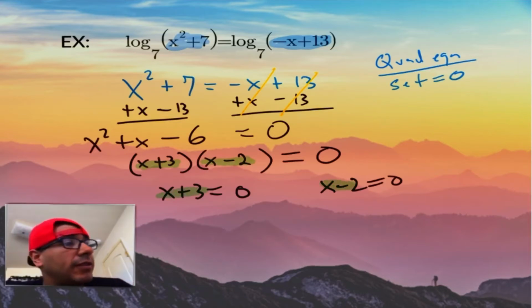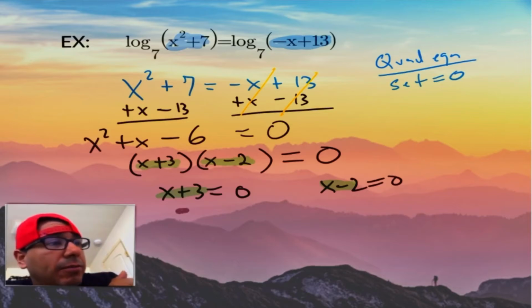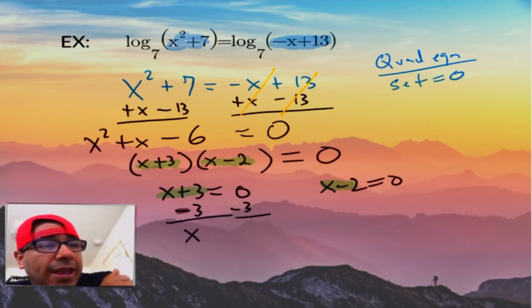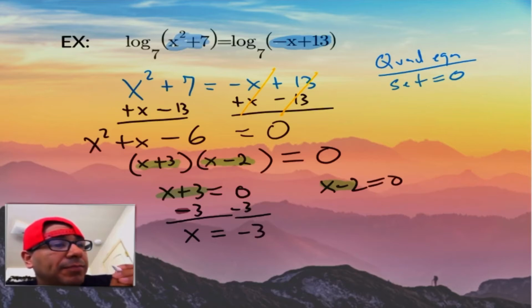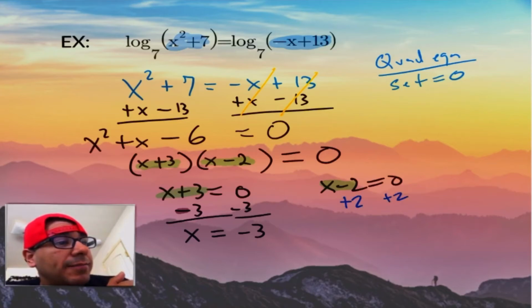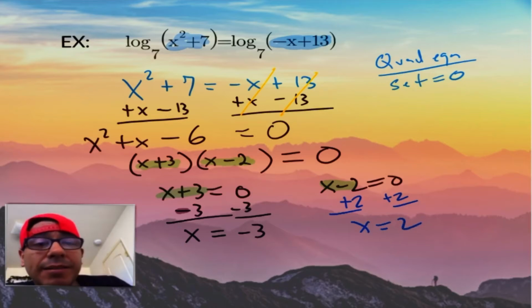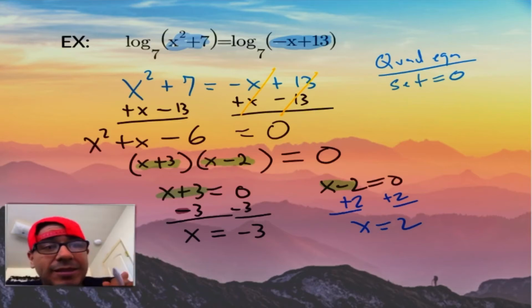And now we solve. Let's subtract 3 from both sides, and we get x equals -3. Possibly, right? Because I still have to check this at the end. And then I'll add 2 to both sides in this other equation, and we get x equals 2. Possibly. Because again, I need to throw these back into the original equation to make sure that these check out.